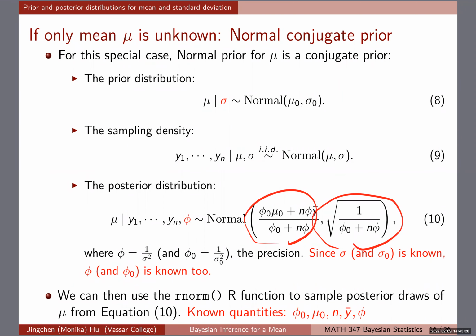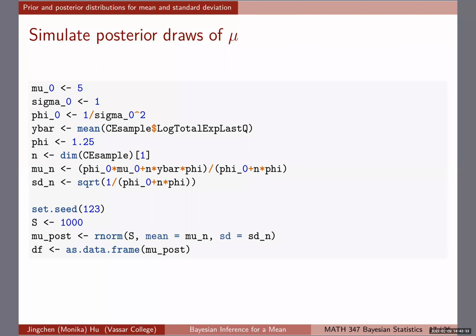So you can write a function, it's really just one line actually, and you put it in as your mu n and sd n. Then, like what we used to do with Monte Carlo simulation, you set how many draws you want to do, you use rnorm, so you're doing 1,000 draws, and the mean is whatever posterior mean you got, and the standard deviation is the posterior standard deviation you get, and then you can do plotting and everything about it.